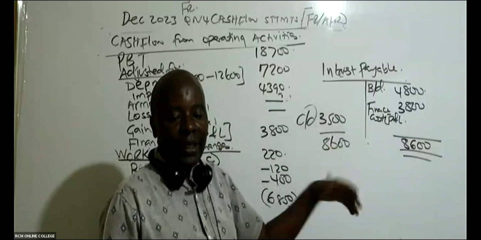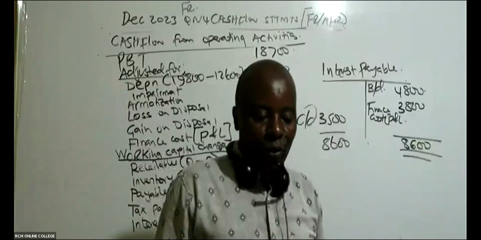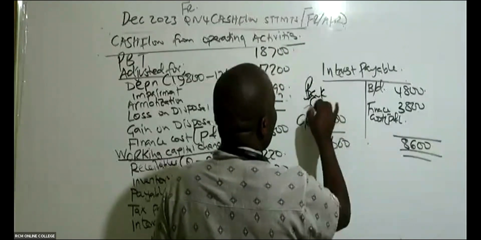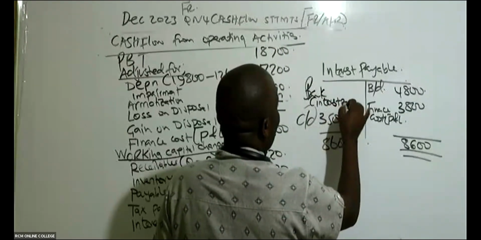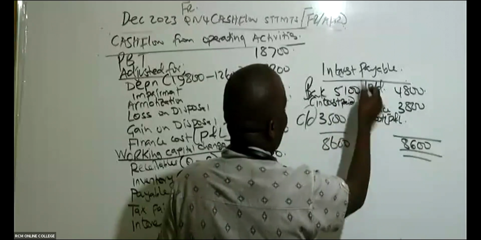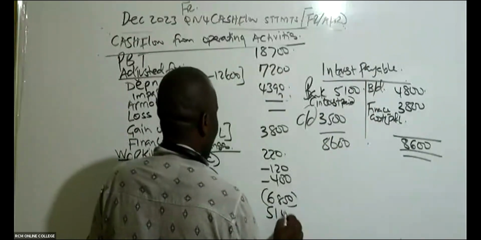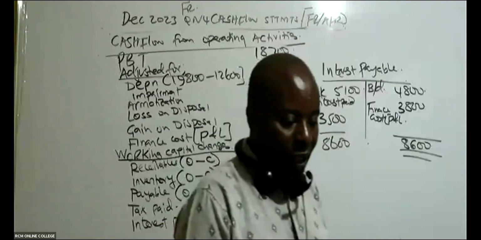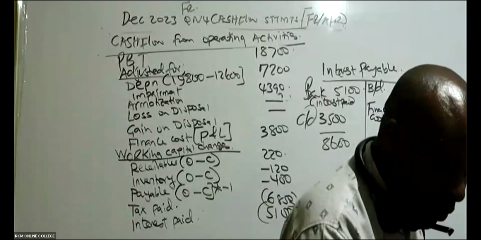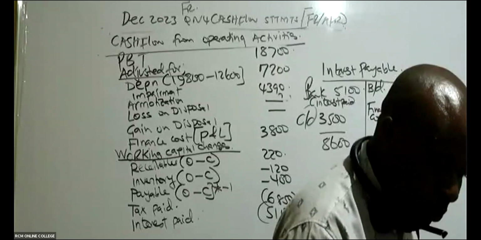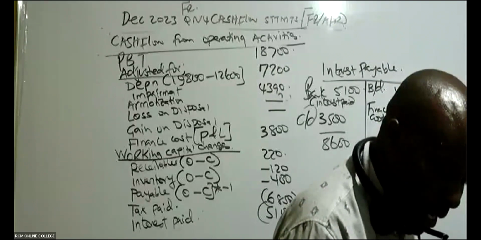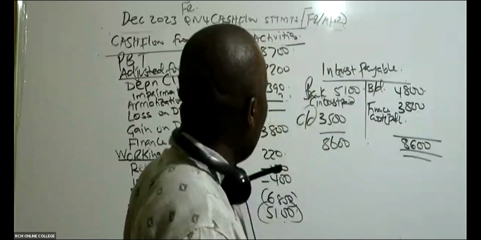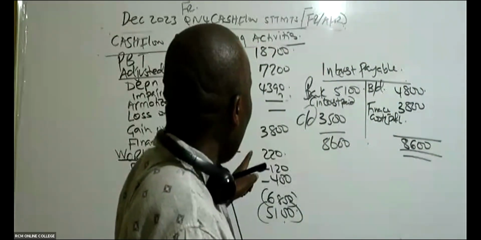So what does that mean? That we paid something. In this case here, bank with interest paid. Somebody is telling me it's 5,100. So interest paid is 5,100, like that. Interest paid is 5,100.